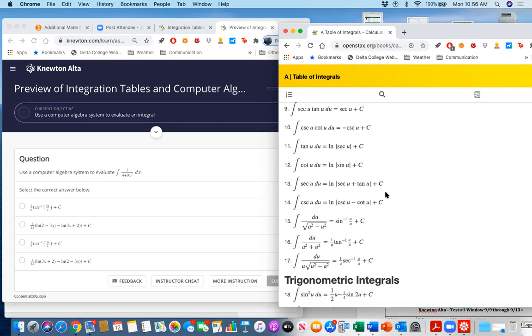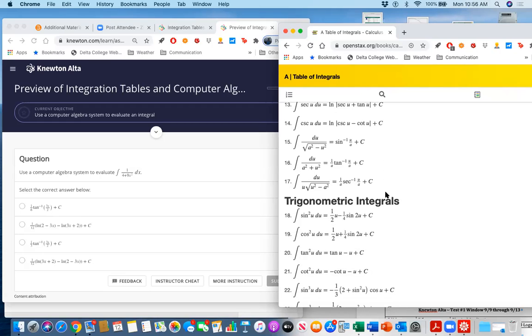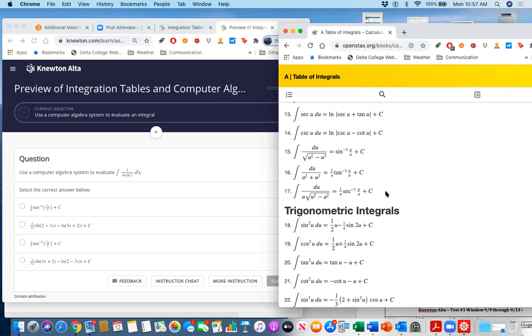So as I come through here, I notice right off the bat that I see one that almost looks like it's right. Number 16. Integral of du over a squared plus u squared is 1 over a tangent inverse u over a plus c. So that looks correct to me, but I have to be careful and make sure that everything matches up in terms of my du's and my dx's, or there might be an extra constant floating around in here. So integral 1 over 4 plus 9x squared.